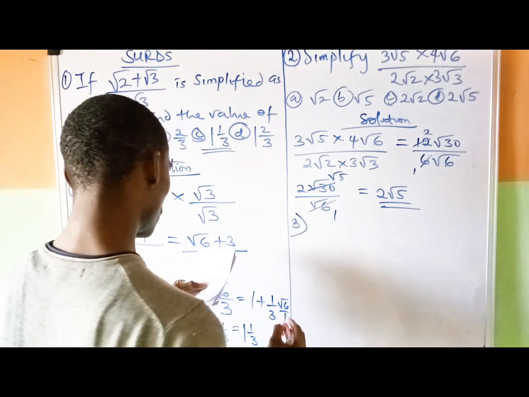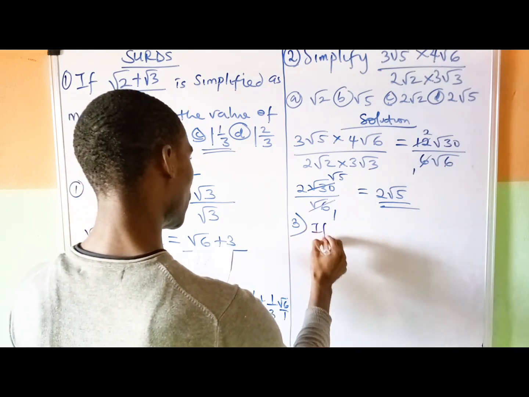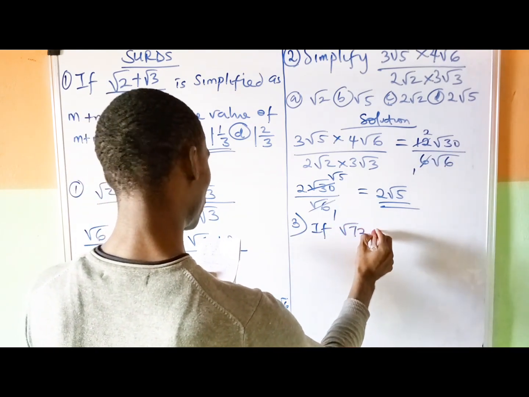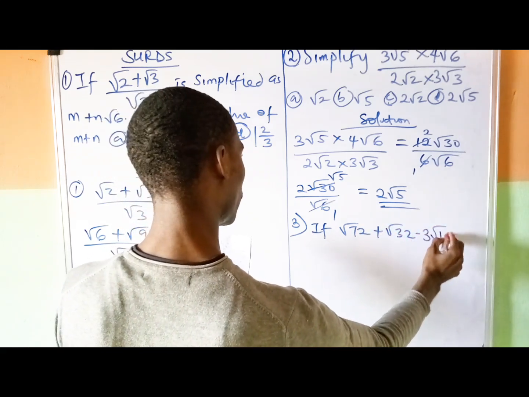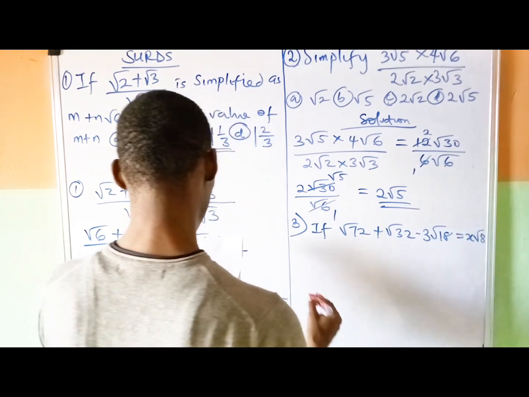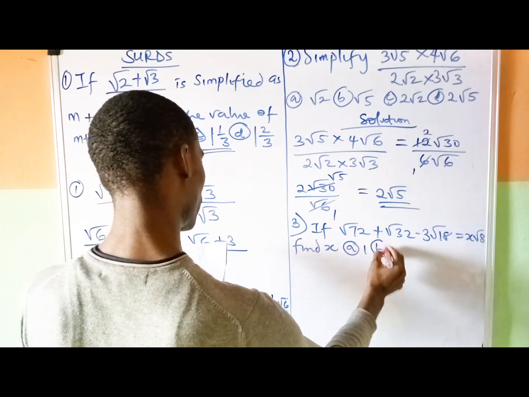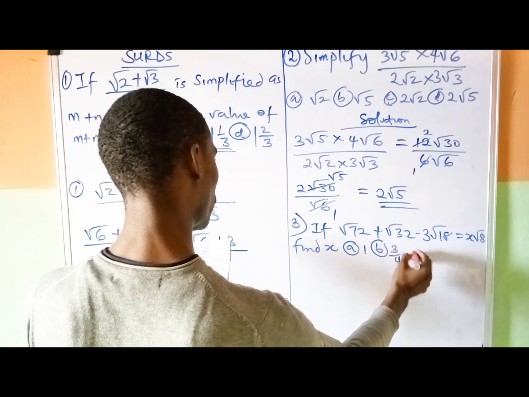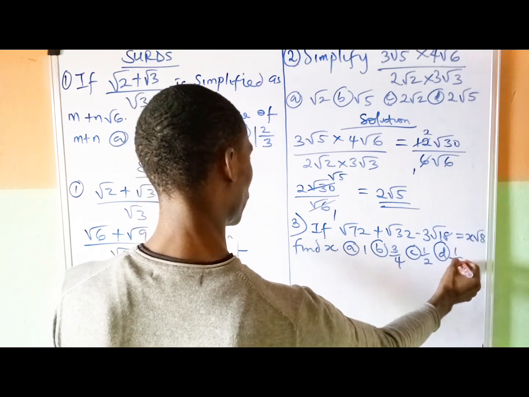Let us check another question. Question number 3. If the square root of 72 plus root 32 minus 3 root 18 is equal to x root 8, find x. Option A 1, B 3 over 4, C 1 over 2, D 1 over 4.